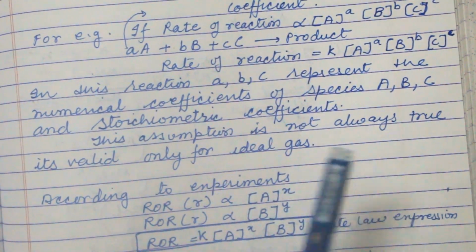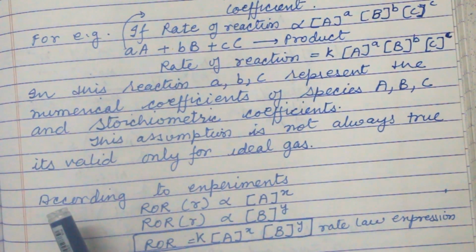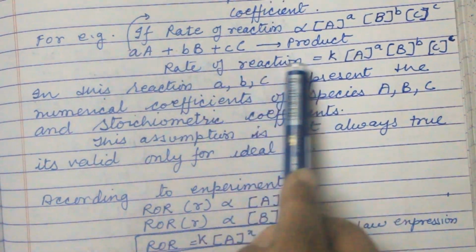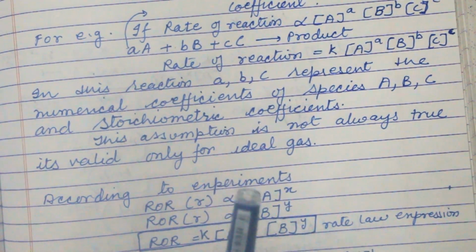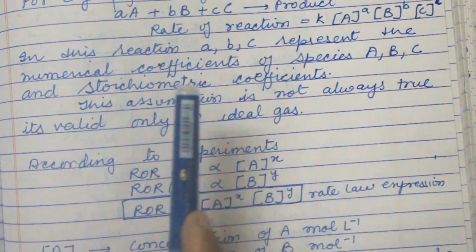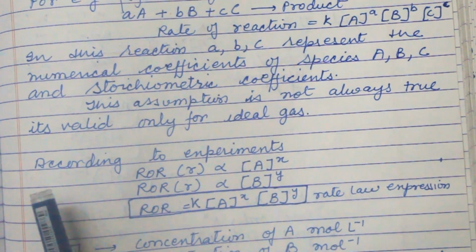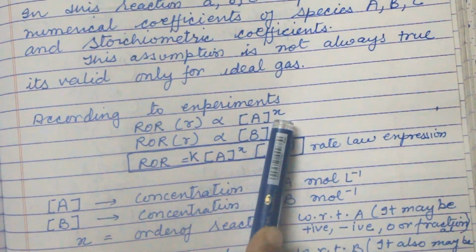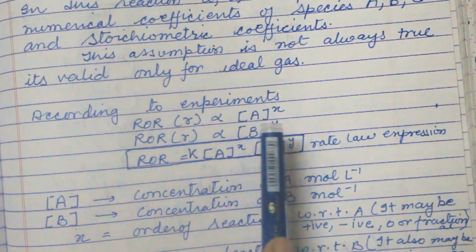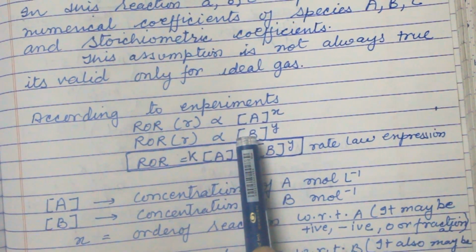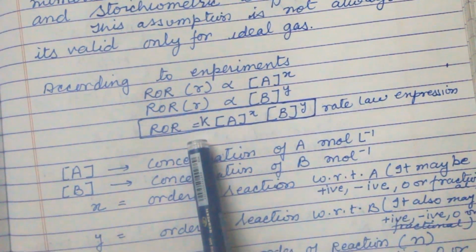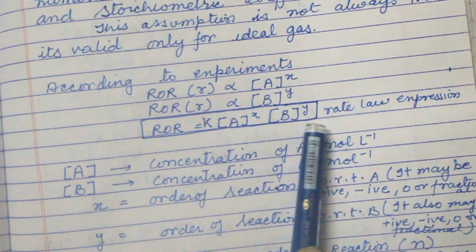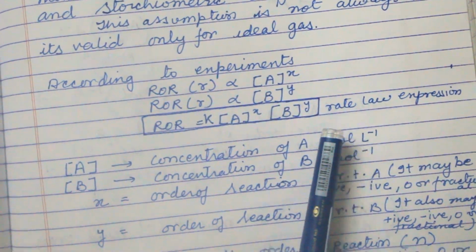This assumption is not always true. It is valid only for ideal gases. It is not valid for all reactions. So this theory was discarded, and according to experiment, the rate of reaction R is proportional to A to the power x, B to the power y, where x is the order with respect to the concentration of A and y is with respect to the concentration of B. When we remove the proportionality sign, we take K as a rate constant, and this whole expression is known as the rate law expression.